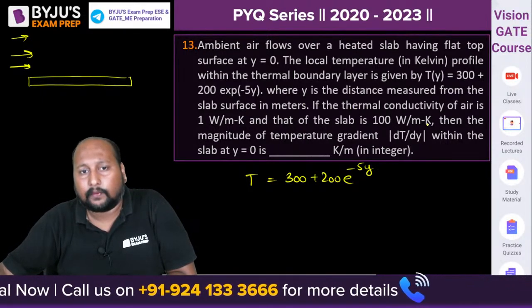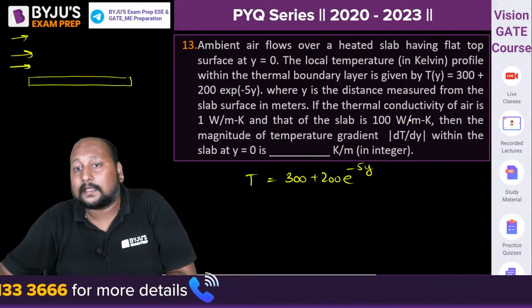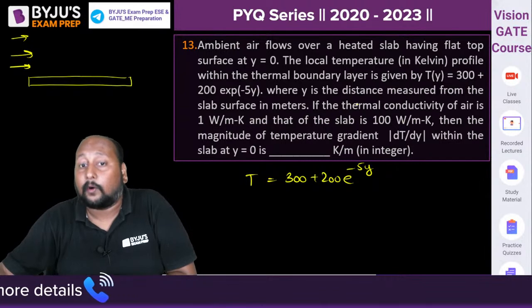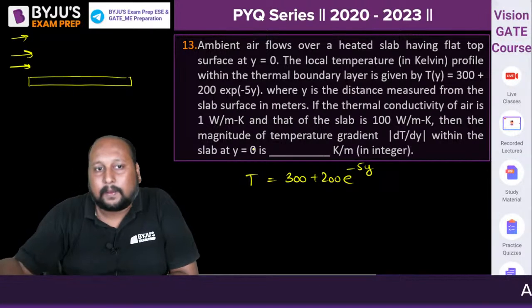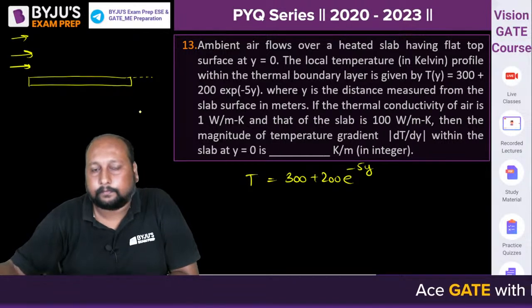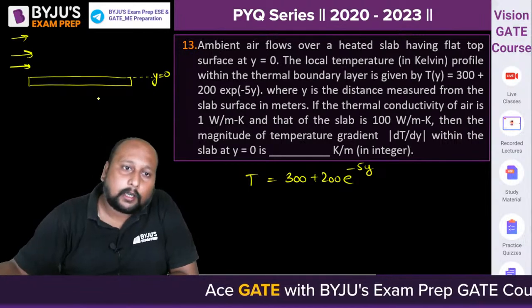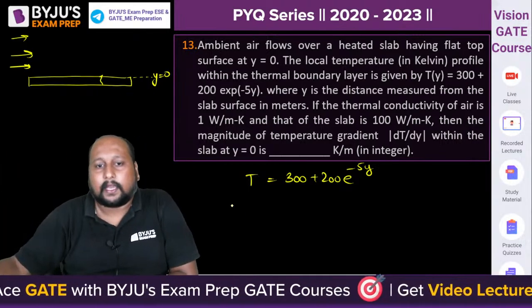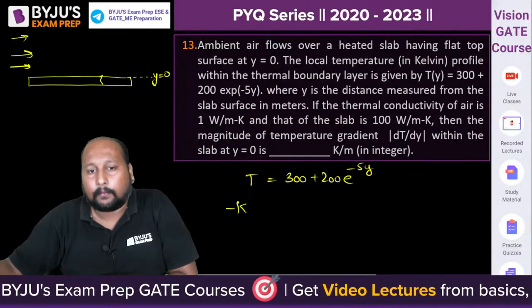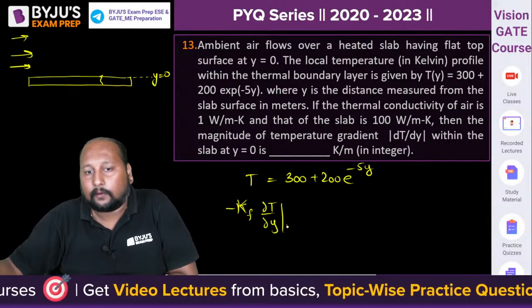If the thermal conductivity of the air is 1 watt per meter Kelvin, and that of the slab is 100 watt per meter Kelvin, what is the magnitude of the temperature gradient within the slab? That means what is the temperature gradient at this point? So can we say whatever heat will be conducted, the same heat will be convected? You can go for this. So I can say minus kf into del T by del Y at Y equal to 0.